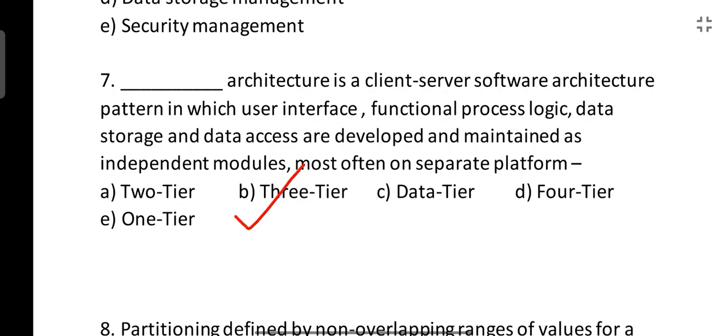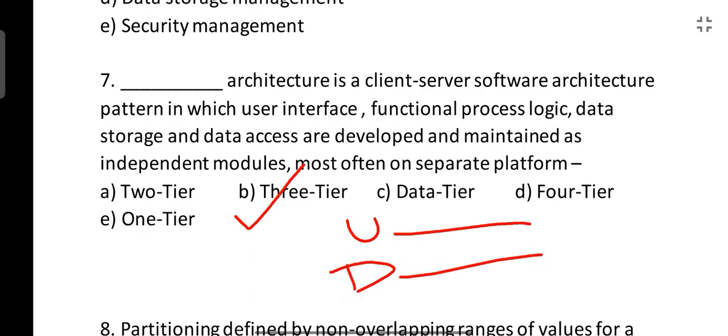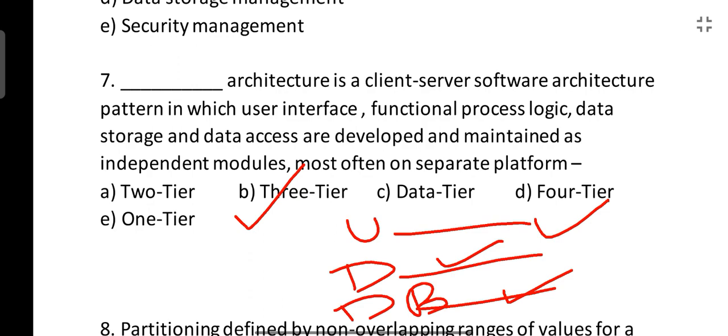We know that in a three-tier structure, one is the user level or user view, second is the developer level or developer view, and third is the DB level. So user sits here, developer sits here, and DB sits here. This is the database structure, and this upper one is the user layer. So this is all about three-tier structure.